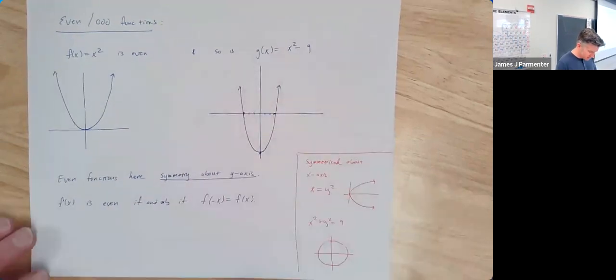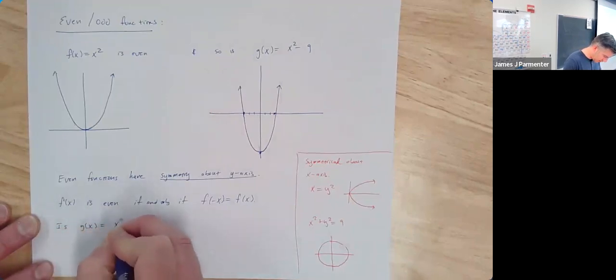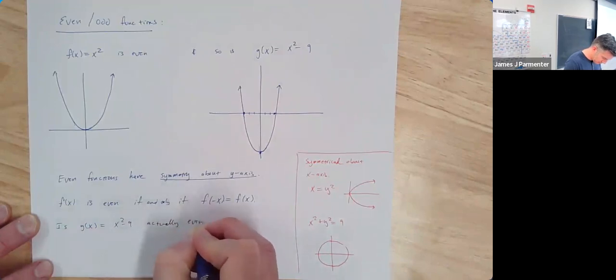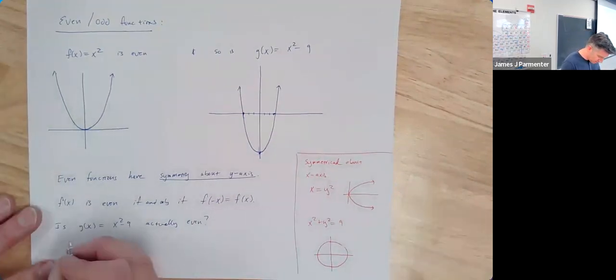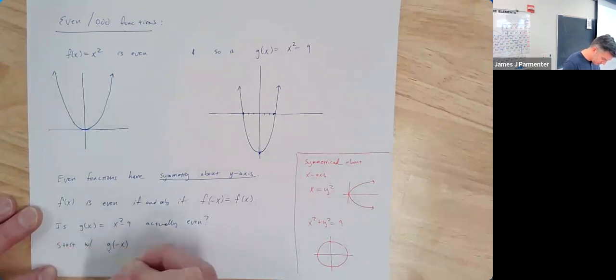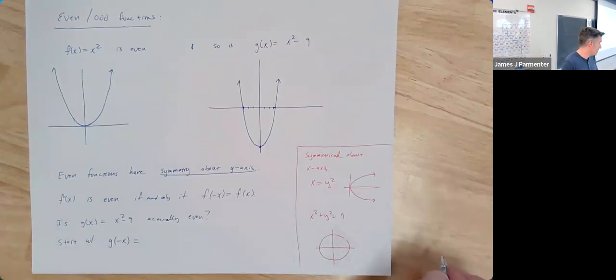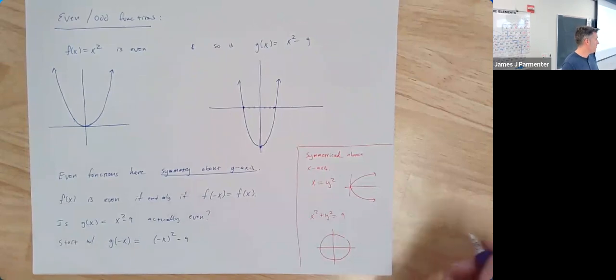So let's check that g of x is even. So is g of x equal to x squared minus 9 actually even? Well, whether I'm trying to see if something's even or odd or neither, I'm always going to start with g of negative x. I'm literally just going to substitute in a negative x for every x that there is. When I do that, I'm going to get negative x squared minus 9. And then I'm going to simplify.